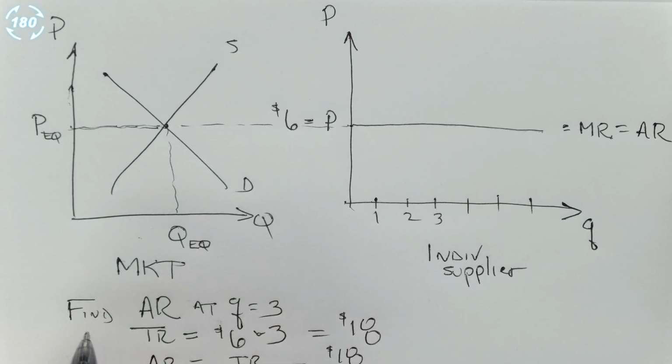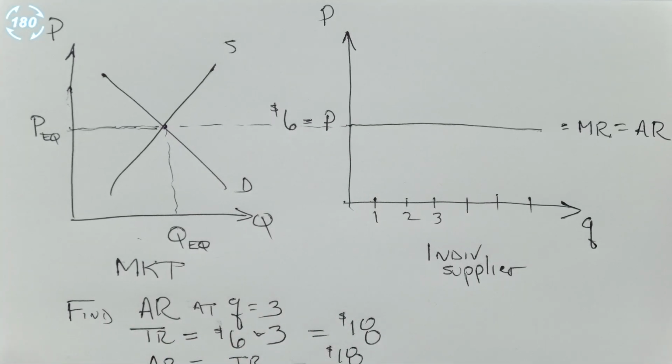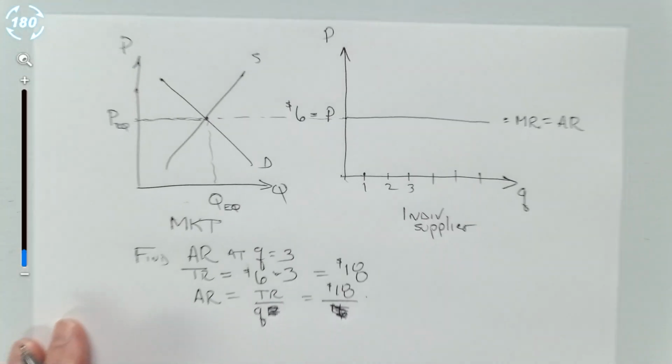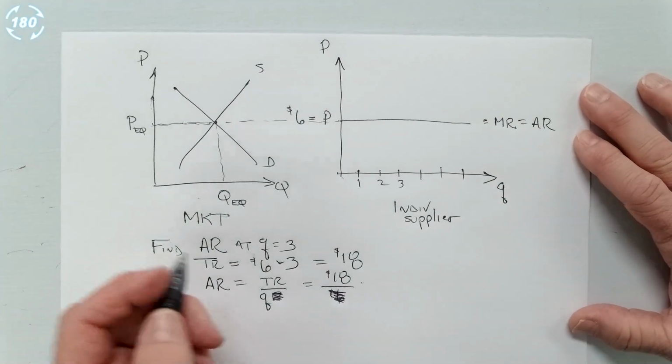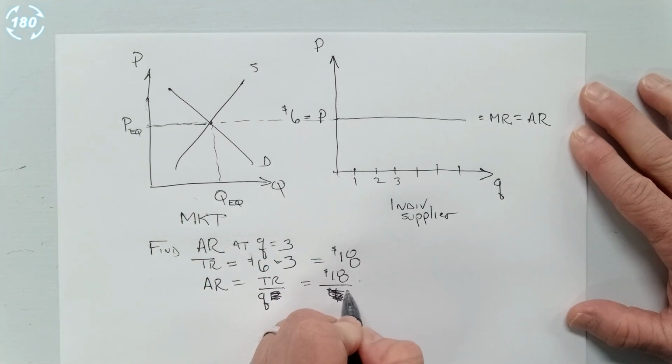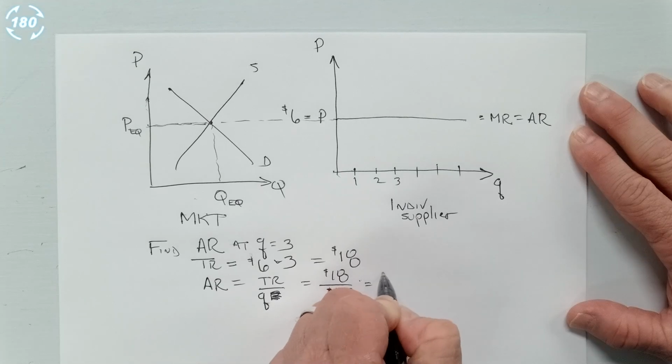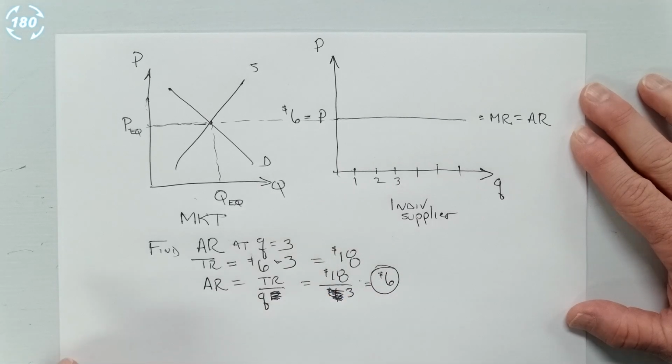No, that's not right. Quantity, I'm sorry. Q, let's use a Q here. So it's total revenue divided by the quantity. I guess I need to wake up. Is it Monday? No, it's Tuesday. So it's 18 divided by 3, which is $6. So average revenue is $6.